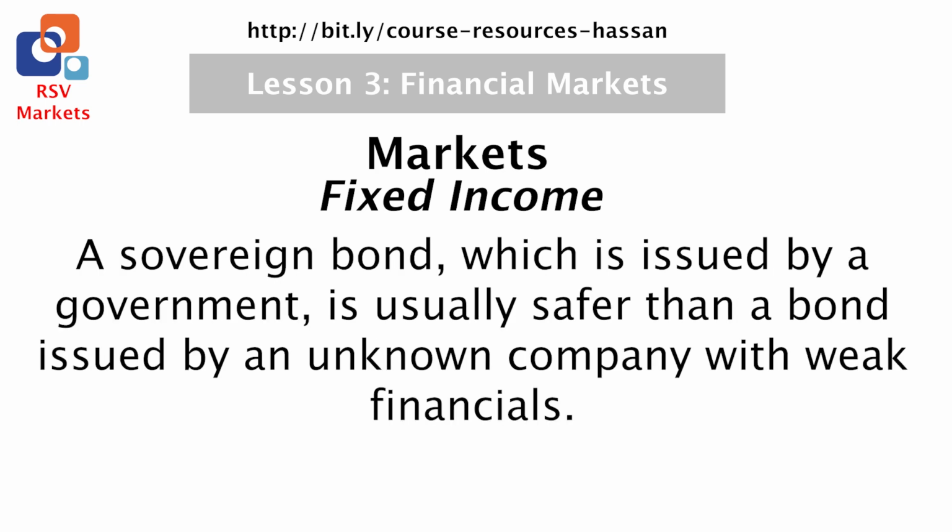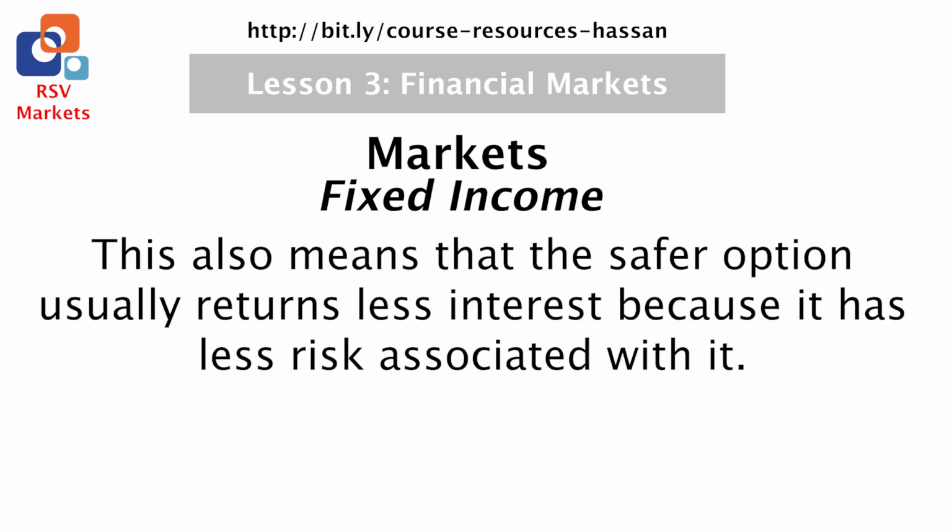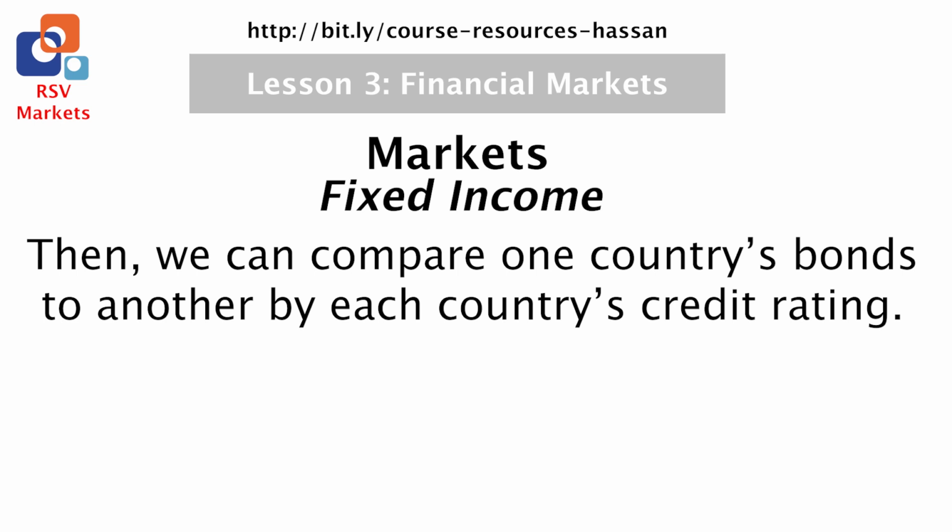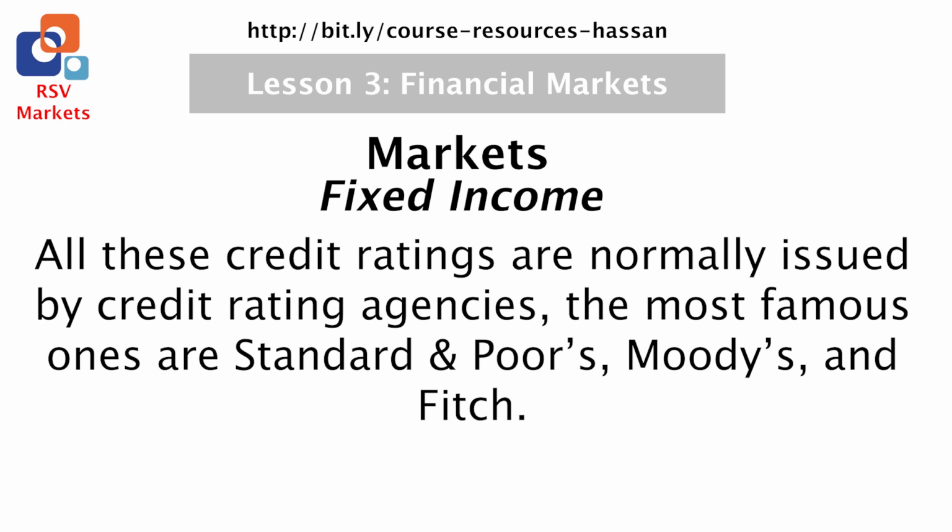How interest rates are usually decided in the start depends on the credit rating of the issuing entity. A sovereign bond which is issued by a government is usually safer than a bond issued by an unknown company with weak financials. This also means that the safer option usually returns less interest because it has less risk associated with it. Then we can compare one country's bonds to another by each country's credit rating. All these credit ratings are normally issued by credit rating agencies. The most famous ones are Standard & Poor's, Moody's, and Fitch.